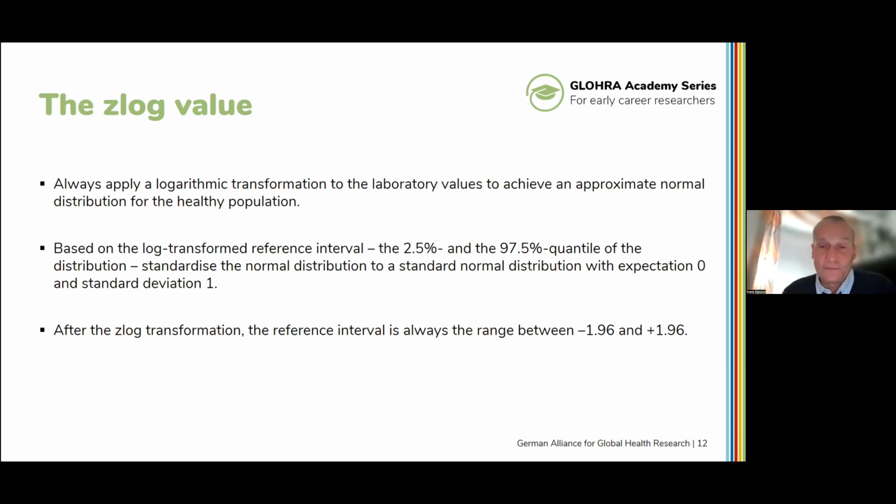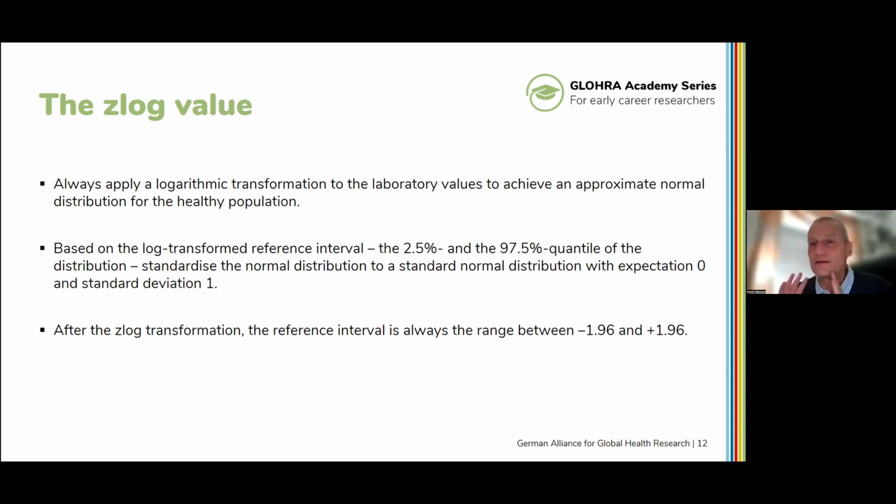This means after this transformation, the transformed laboratory values should follow, for healthy people at least, a standard normal distribution, which means the reference interval of the transformed values should be the 2.5% quantile of the standard normal distribution, which is minus 1.96, and the 97.5% quantile of the standard normal distribution, which is plus 1.96.